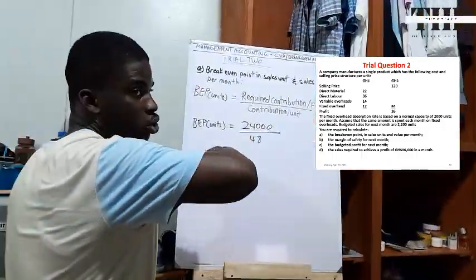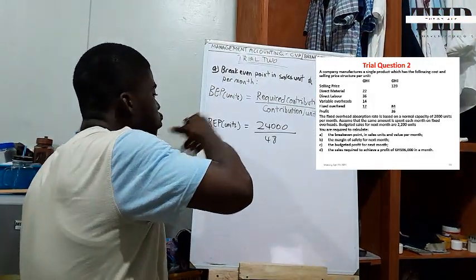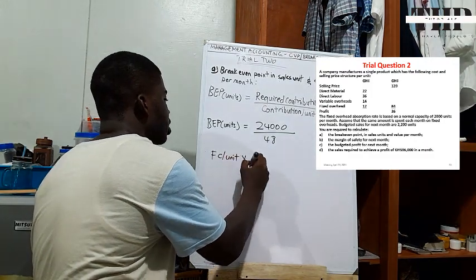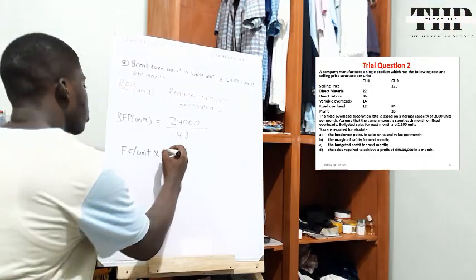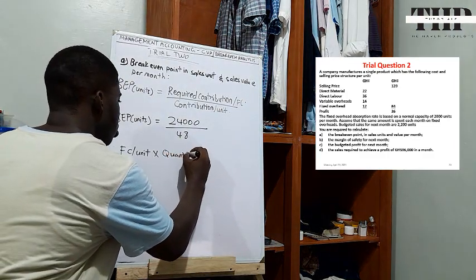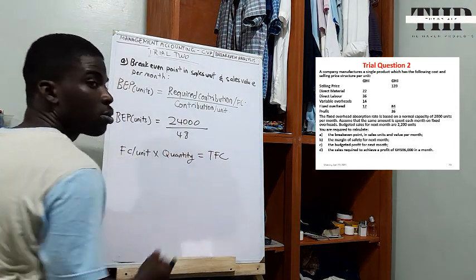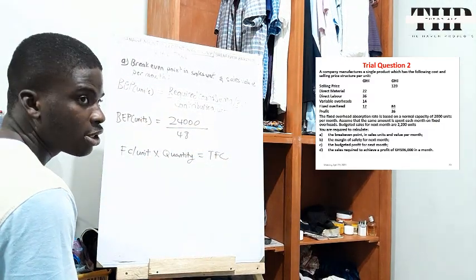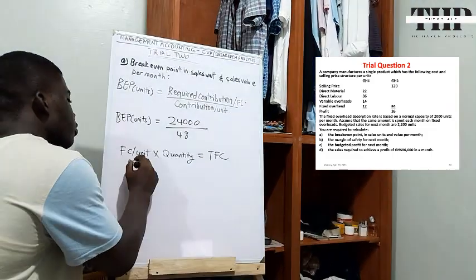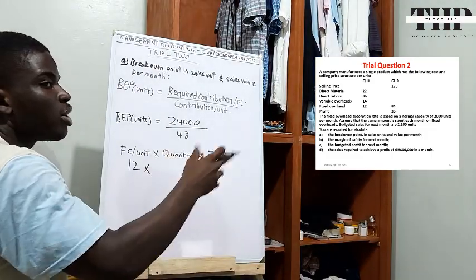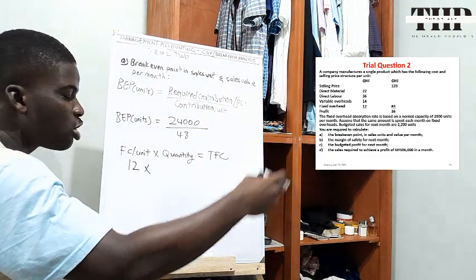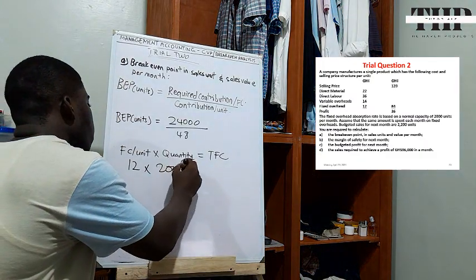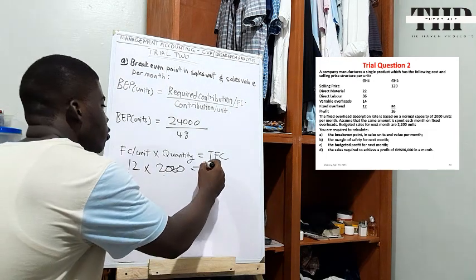The required contribution is the fixed cost. The fixed cost per unit times the quantity will give us the total fixed cost. This total fixed cost is the same as the required contribution. So this was 12. And we use the normal unit given in the question, the normal capacity of 2,000 units. 12 times 2 is 24.